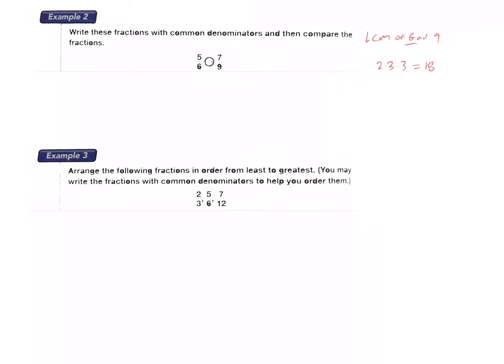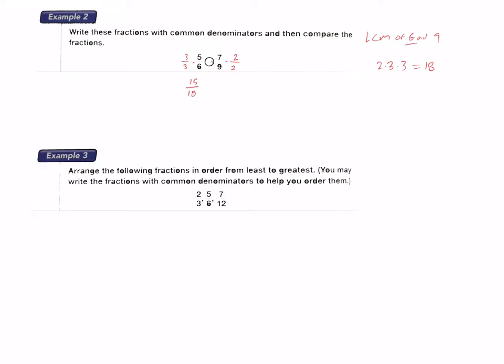So I'm going to multiply this number on the right by something so the denominator becomes 18. So I need to multiply this by 2 over 2. And the one on the left, I need to multiply by something so the 6 becomes an 18, so it's going to be 3 over 3. So now, on the left, 5 times 3 is 15 over 18.